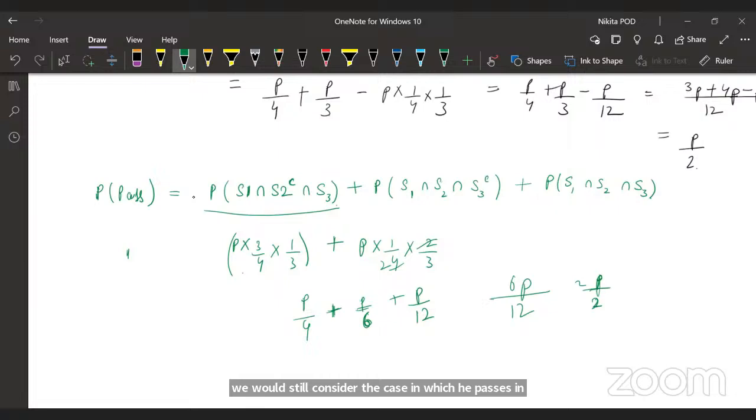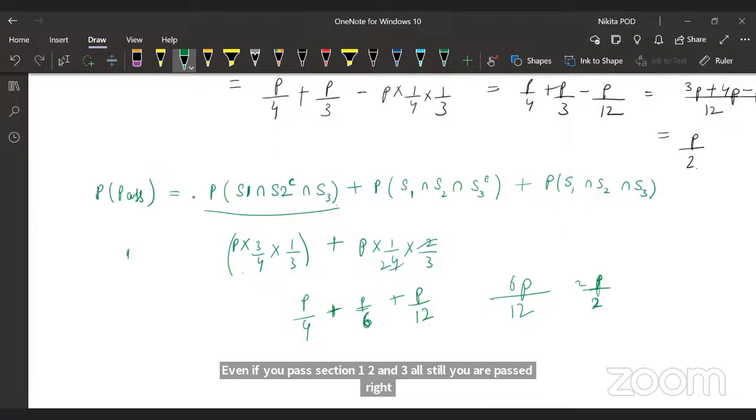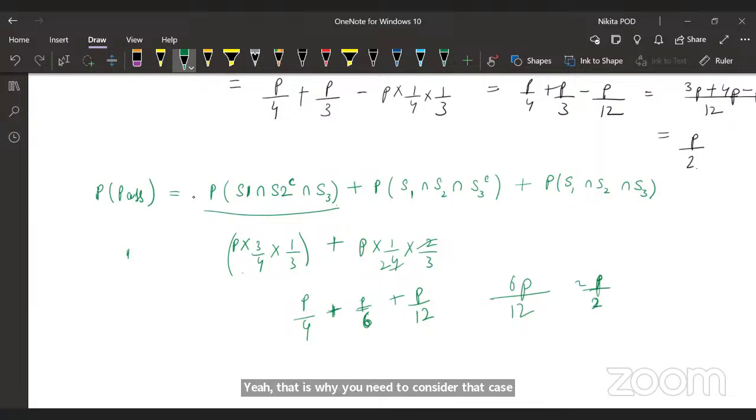Yeah, because think of some exam. Let's say you are writing some exam. It's not like if you pass only section 1 and 2 you pass, and even if you pass sections 1, 2, and 3 all, still you have passed, right? Yeah, of course. That is why you need to consider that case. It's like being overqualified: you have satisfied the condition which was given and more. So we cannot ignore that, and that's why we have to add that event. Okay. Yeah, ma'am, then it's okay.